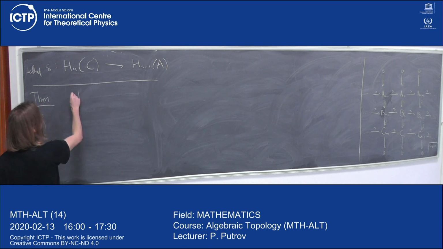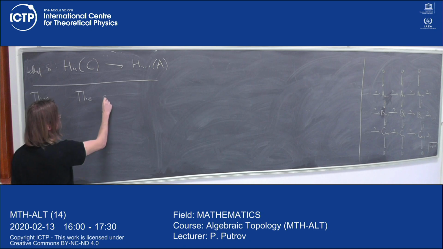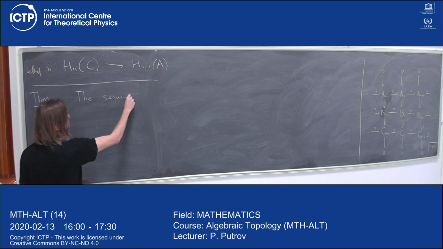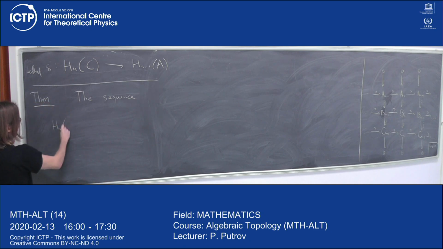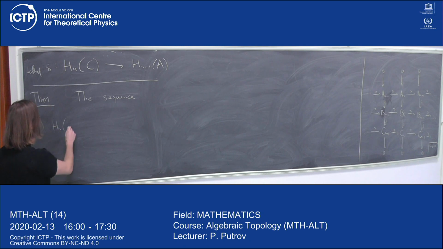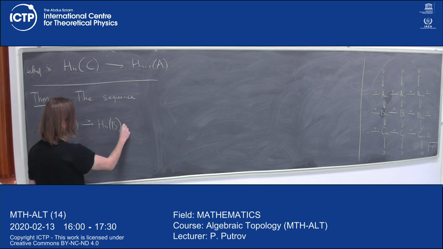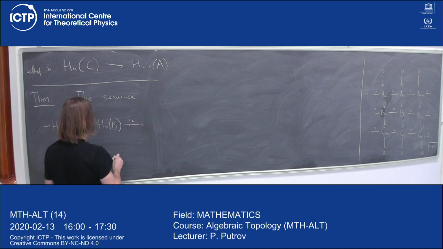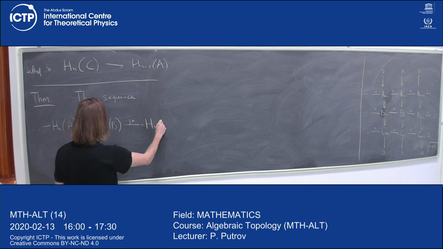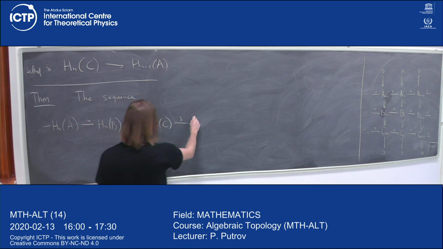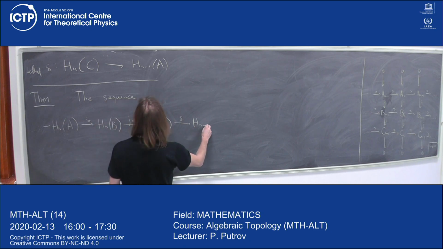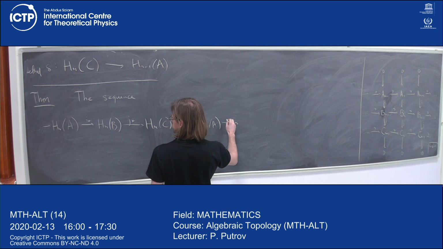Okay, so once we have this map, we can show the following theorem. The sequence, so we already wrote this sequence last time between homologies. We start with a long sequence. Suppose at some point we have the homology of A, then we connect by the induced map i star to the homology of B, and the induced map j star takes us to the homology of C, and then we use the delta map to jump by one index to H_{n-1} of A, and then we repeat this.